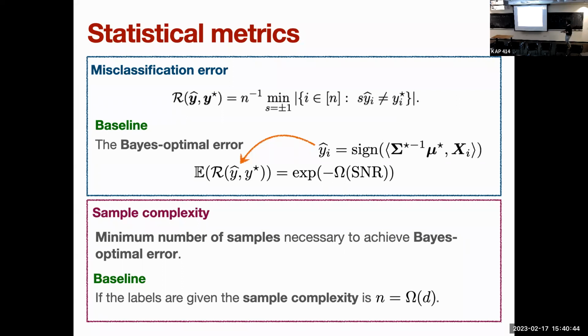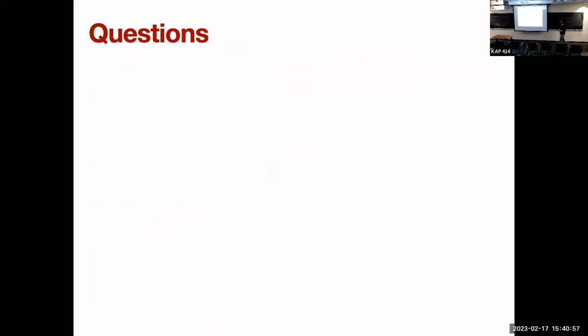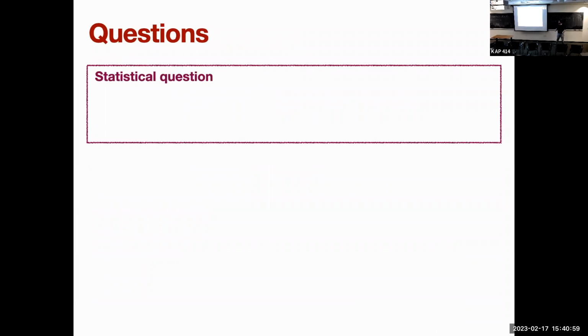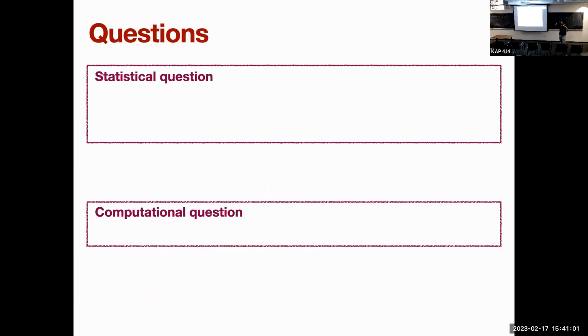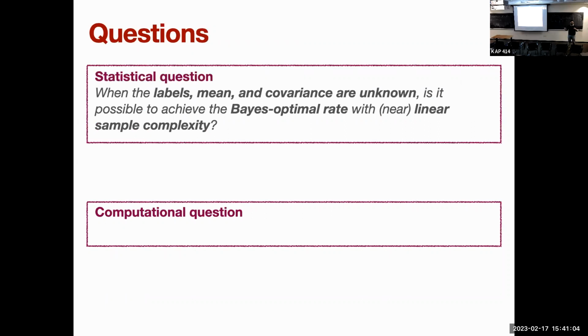Cool. But if we see both baselines, we see that we either need the labels or we need the covariance and the mean. So this leads to a very natural question. Actually, two very natural questions. One is going to be statistical and the other is going to be computational. The statistical question is, if I don't know anything, I don't know the labels, I don't know the mean, I don't know the covariance, can I still get the optimal rate with near linear sample complexity? And the computational one is, if that's possible, can I get a tractable algorithm that would compute that?